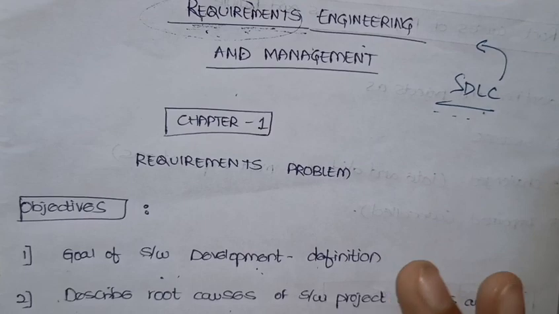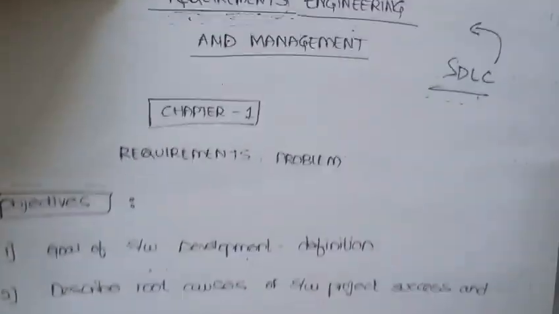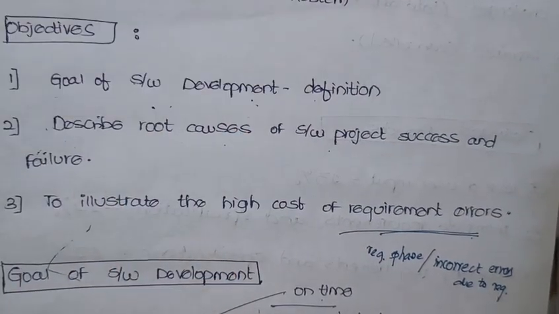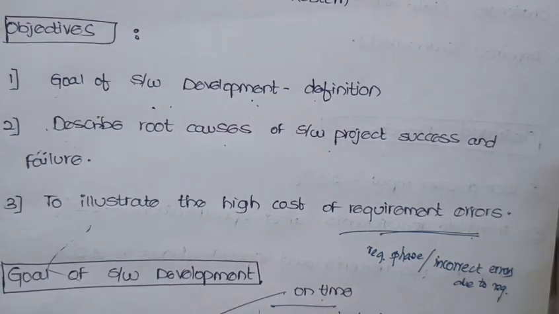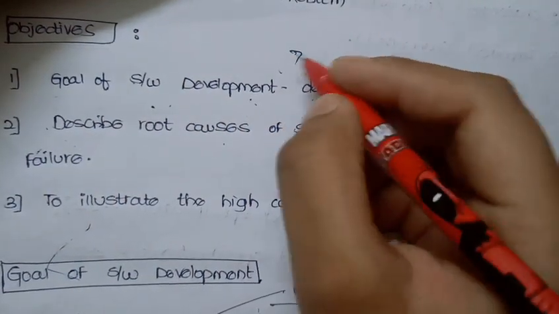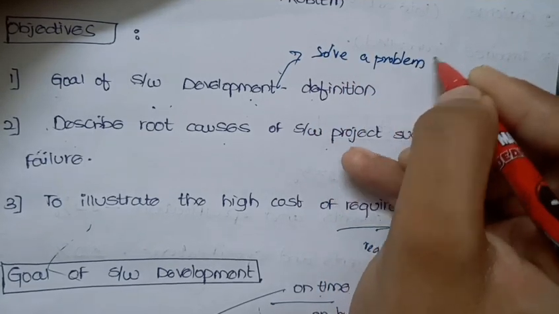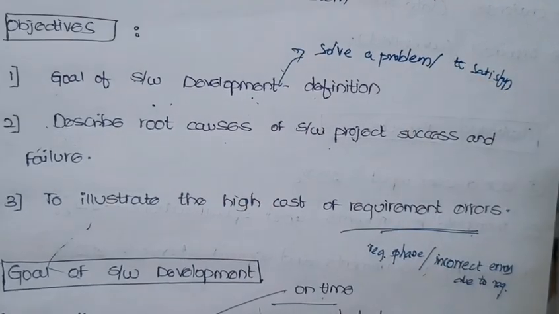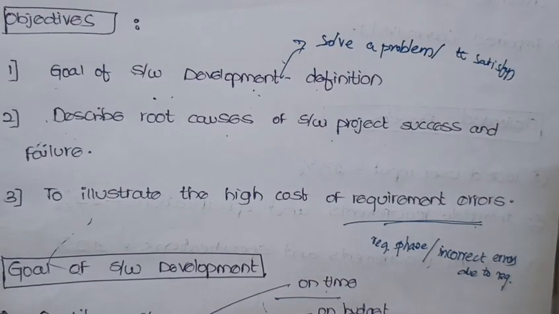The first chapter we are going to learn today is the requirements problem. In this we have mainly three objectives. The first is the goal of software development. We are going to define what the main aim or reason behind software development is. There could be many reasons. Mainly, in order to solve a problem, we create a software. Or to satisfy a contract, we create a software. So there can be many goals for software development, and we are going to describe the main one.